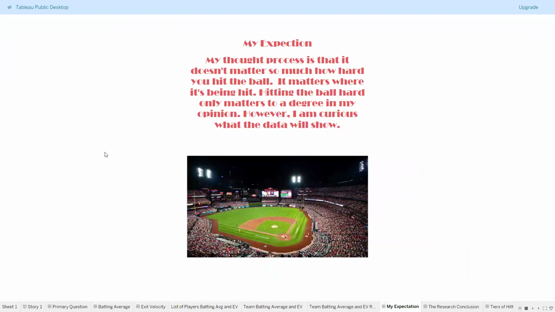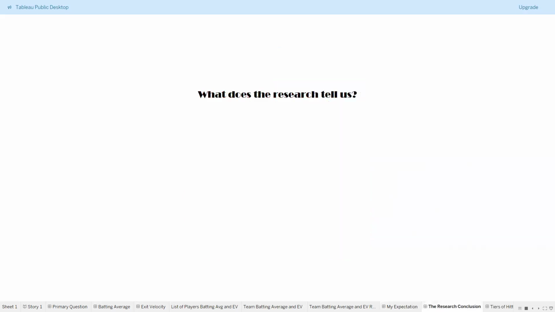My overall expectation when I was doing this project is that it doesn't really matter how hard you hit the ball. It more matters where it's being hit. Hitting the ball hard only matters to a certain degree, in my opinion. But obviously, I'm pretty interested to see what the data is going to show.